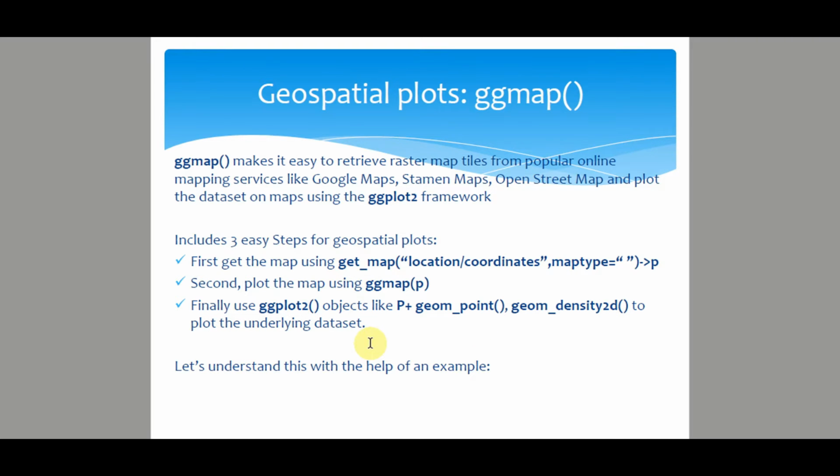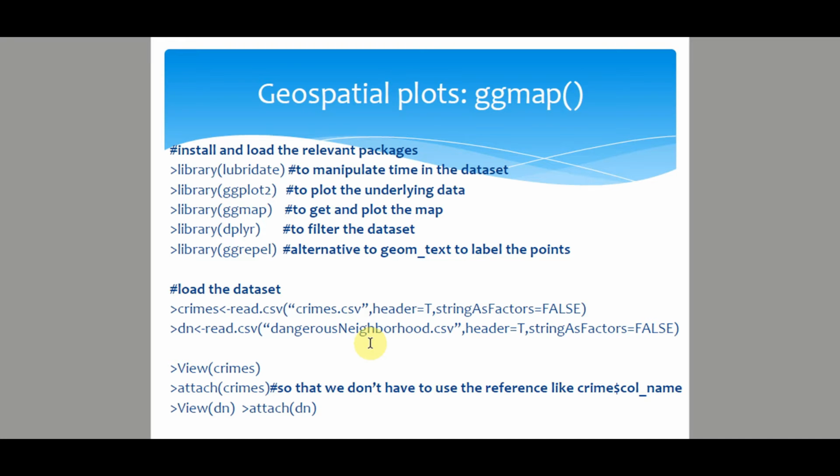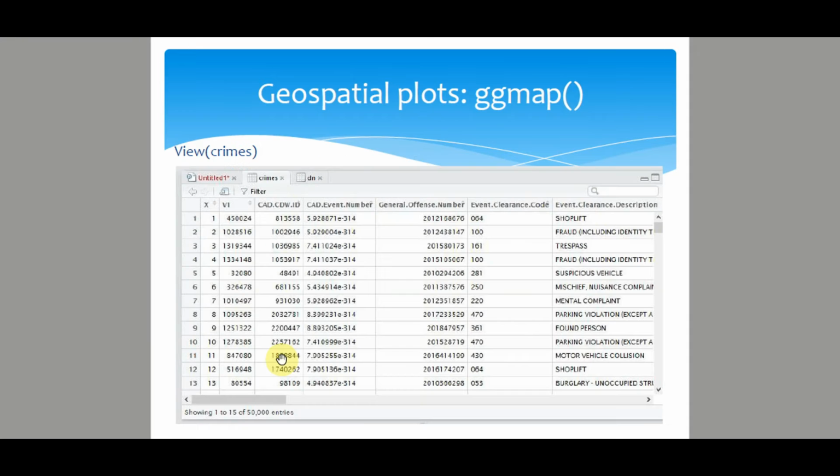Let's understand this with the help of an example. Install the relevant packages like lubridate, ggplot2 to plot the underlying geometrical objects, ggmap to get and plot the map, and dplyr to filter the dataset. Load two sample datasets, one having crime data and the other the dangerous places. Let me show you both the datasets.